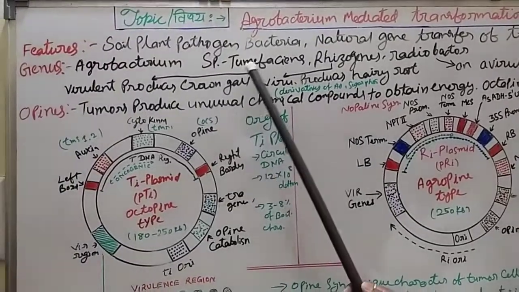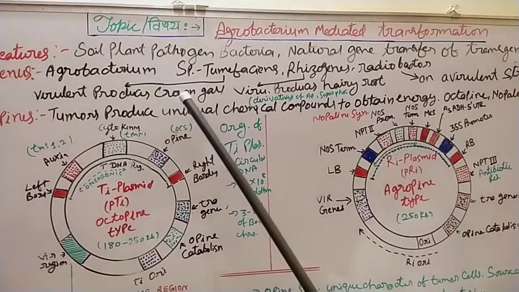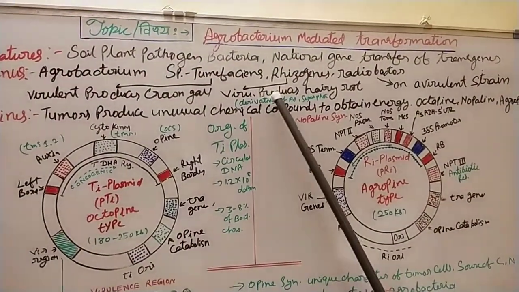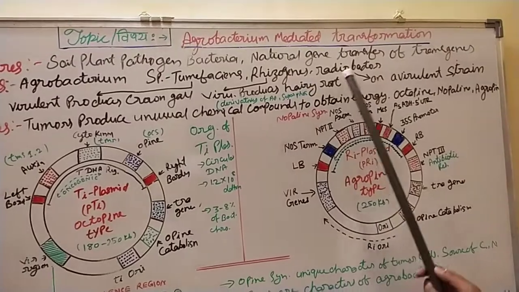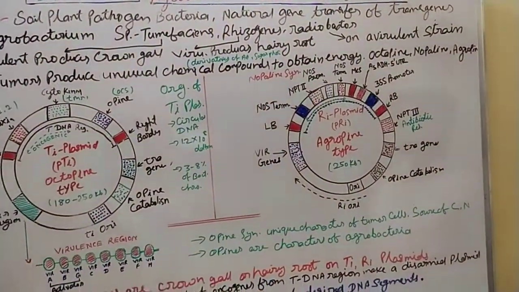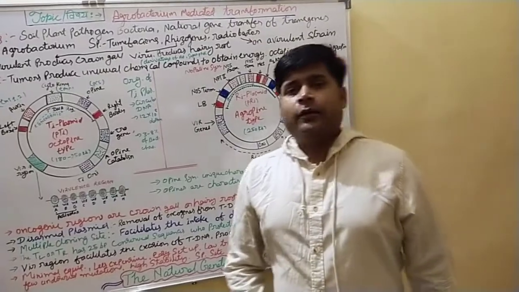Tumefaciens is a virulent strain, which produces crown gall on stems of a plant, whereas rhizogenes is also virulent and it produces hairy root disease, while radiobacter is an avirulent strain. It can't produce any type of deficiencies or abnormalities, while opines are produced by Agrobacterium.